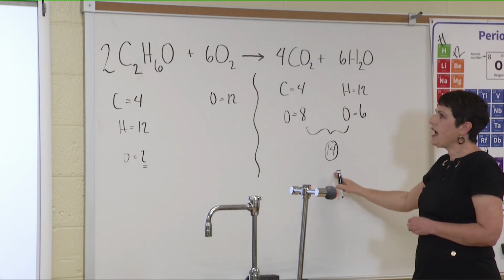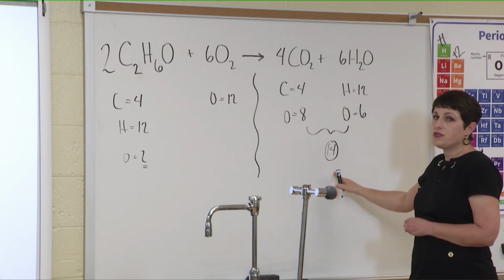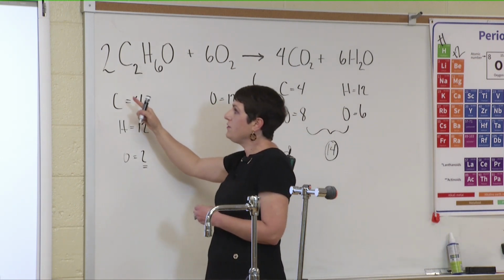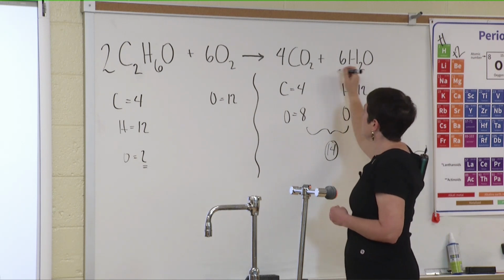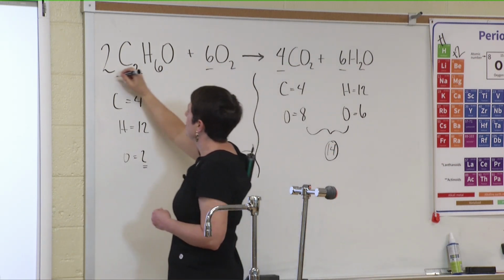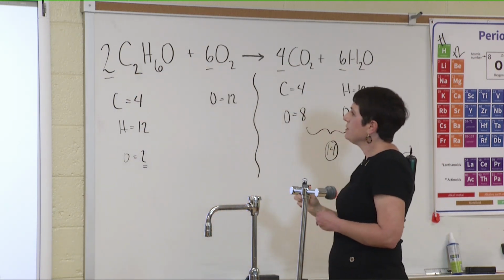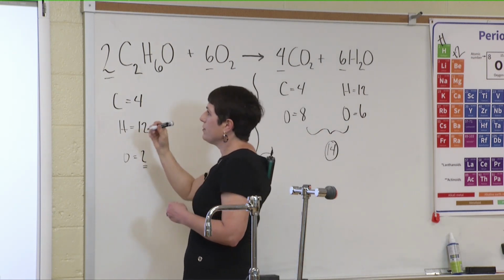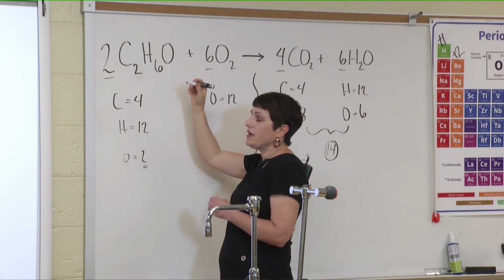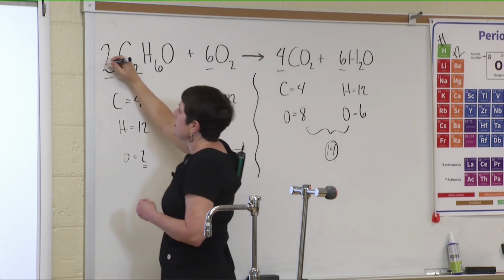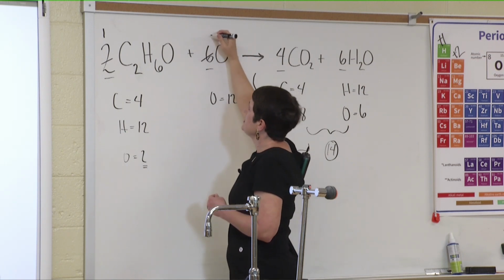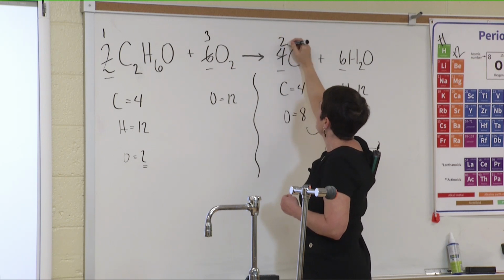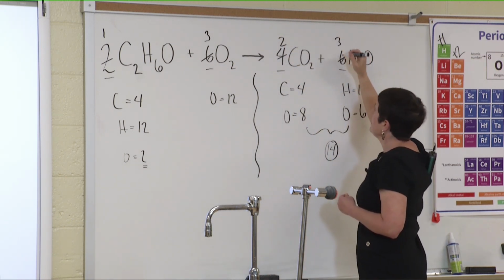So it is balanced. However, like in math, when you have to reduce your fractions, we're going to think of our coefficients similarly. 2, 6, 4, and 6. These can all be reduced by 2. And that's what we're going to do. I'm going to cross them out, but then I'm going to write it down so it looks a little neater. So this would be 1. 2 divided by 2 is 1. 2 into 6 is going to be 3. 2 into 4 is 2. 2 into 6 is 3.